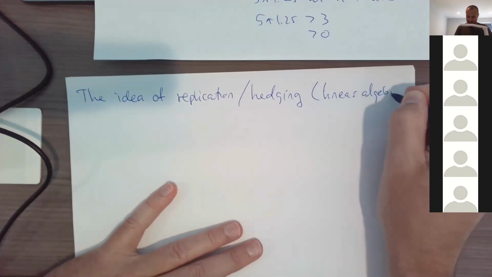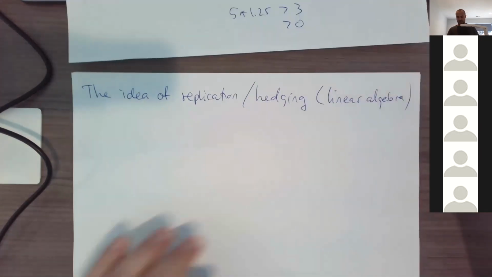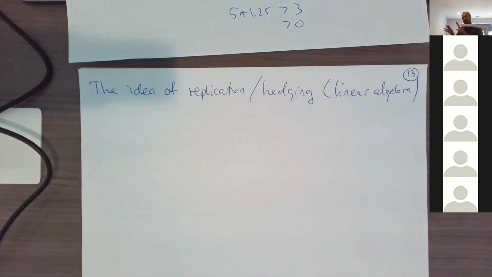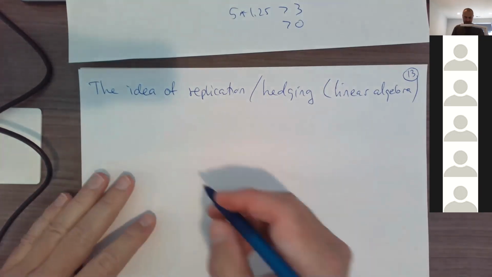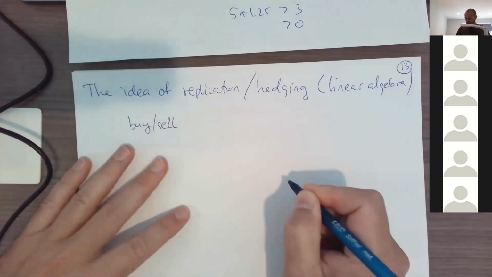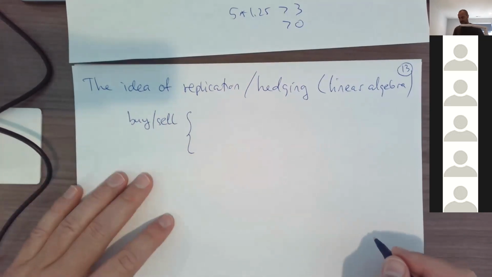All of you have seen linear algebra in some form or shape before. So this here is how we're going to take the smoothie and break it into its components and figure out what the price of each component is, how many of each component we need, multiply them together, add them up, and get the price. So what we're going to do is buy and sell quantities of the underlying securities.